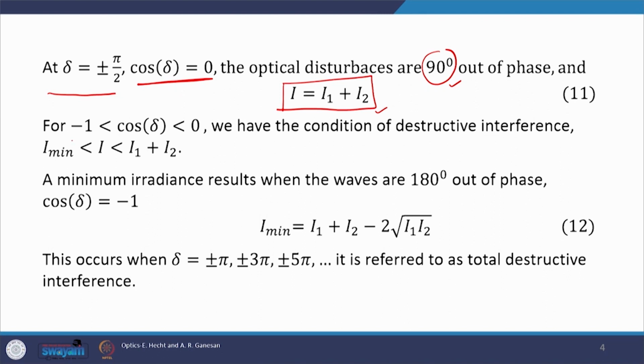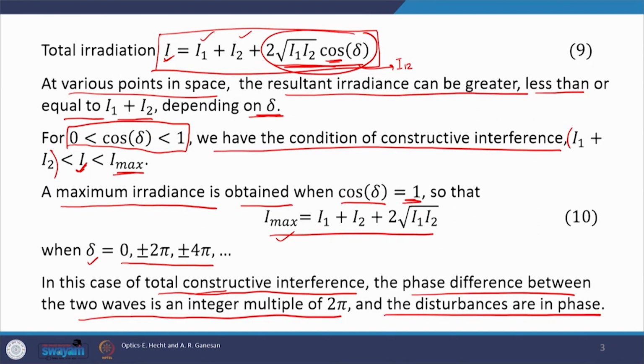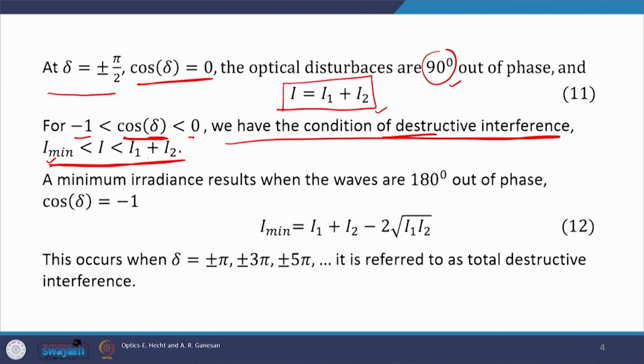Now, if the value of cos del is between minus 1 and 0, then we have the condition of destructive interference, and the intensity or the irradiance at the point of observation P would be between I min and I 1 plus I 2. This is very much clear. If you substitute back the cos delta in this expression, this equation number 9, you will see the variation in the irradiance. Now, what is I min?